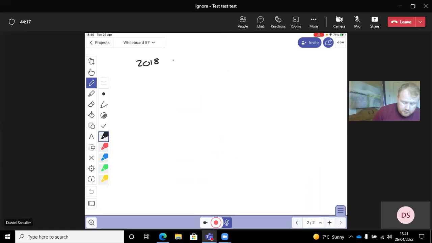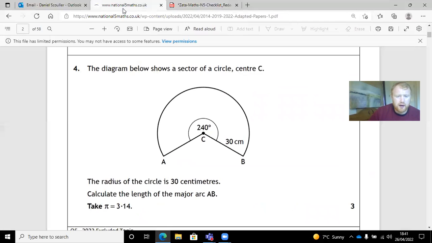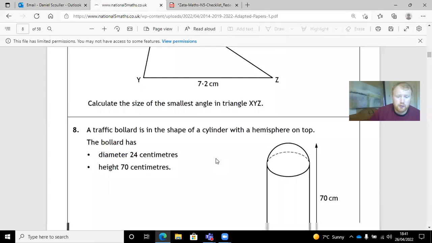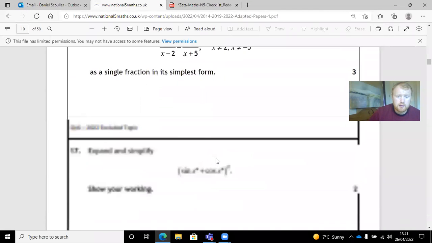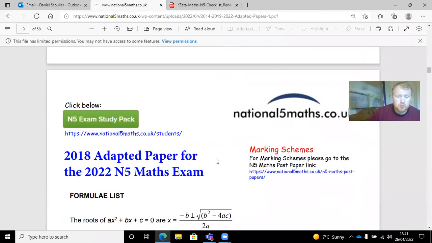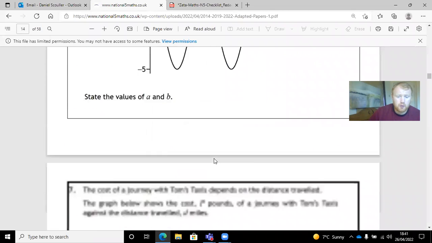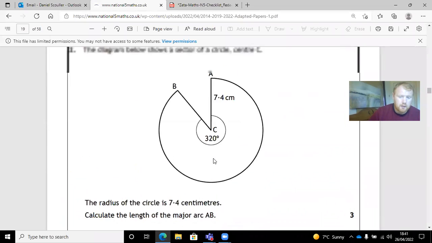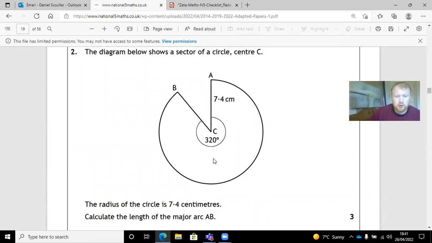2018, paper 2, question 2. Okay, that's a wee bit simpler for simple fact. We can use the calculator. Okay, so paper 2, we're using the calculator. 2018, paper 2. Okay, so this question here.